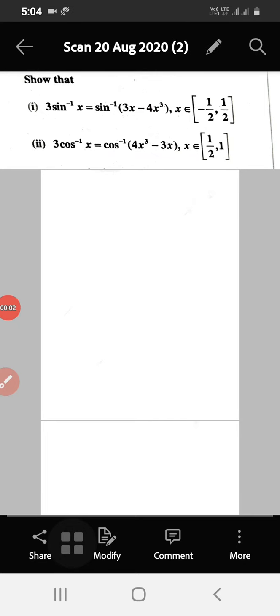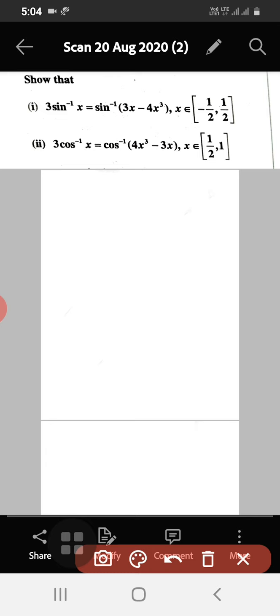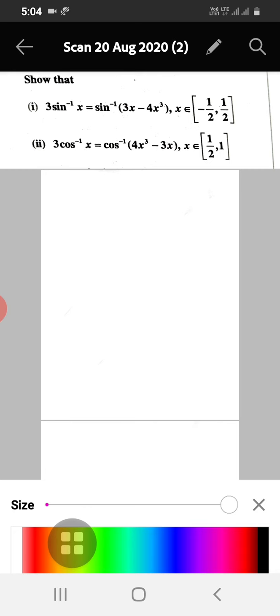Welcome students. Let us continue our properties of inverse trigonometric functions. There are a lot of properties of inverse trigonometric functions, so I am releasing those properties one by one in my videos. In this video, as we are observing here, only two properties are there.